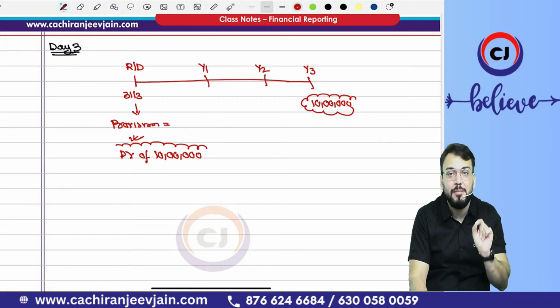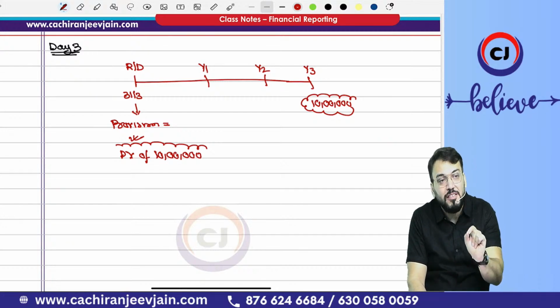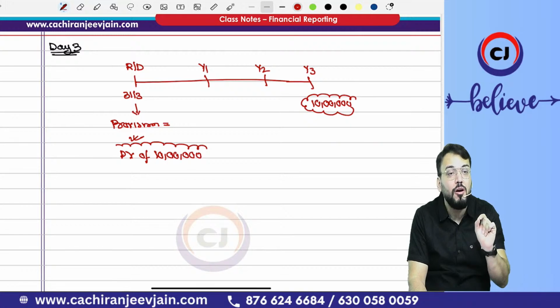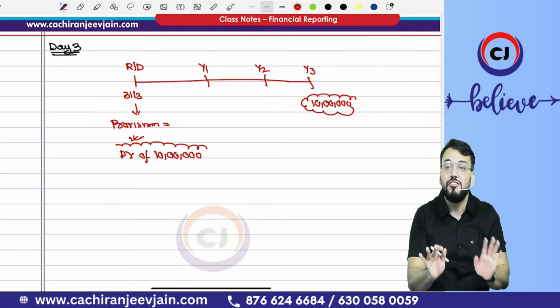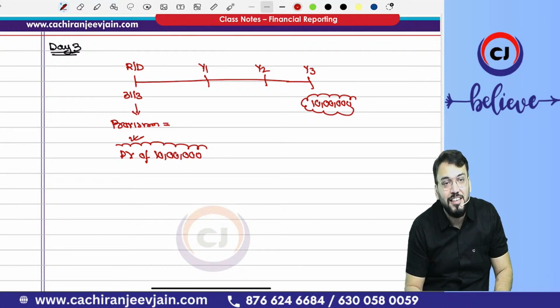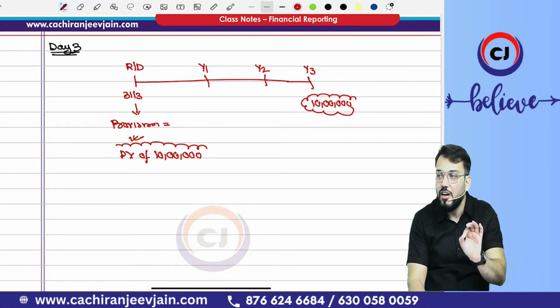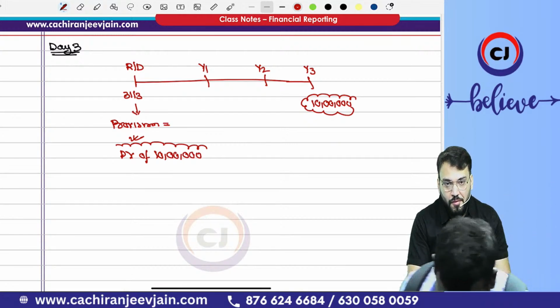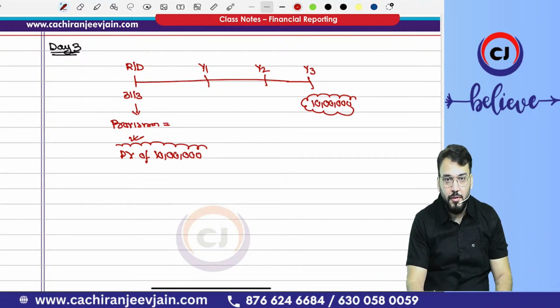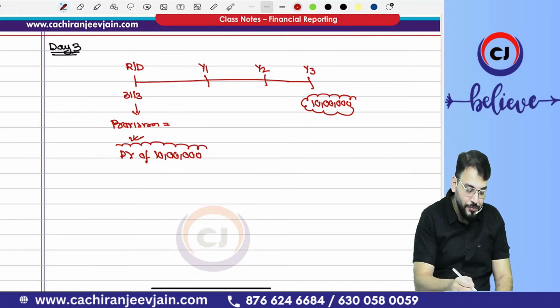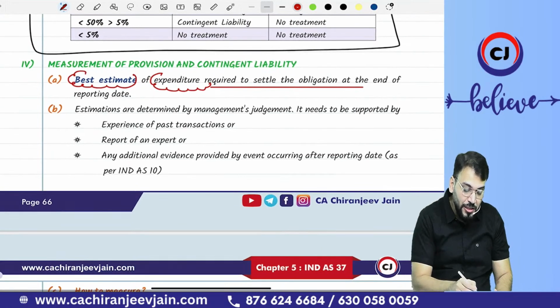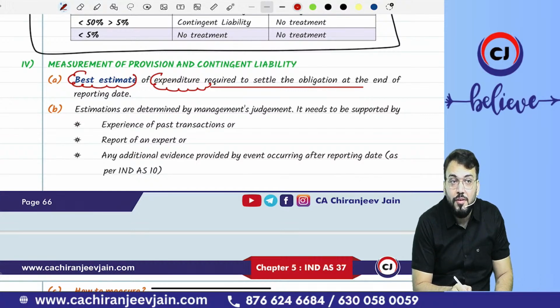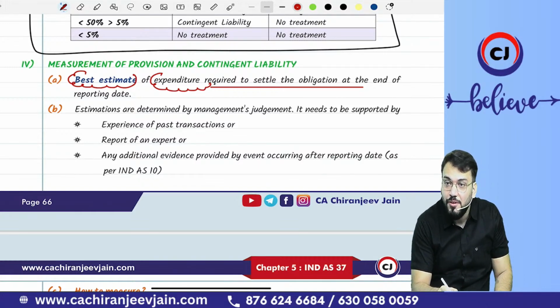So what Ind AS 37 says is that provision will be the present value of future expenditure if the time value of money is material. If the time value of money is not material, then you can recognize the undiscounted amount. Understood this point? So it is the best estimate of future expenditure which is required to settle the obligation at the end of reporting period.